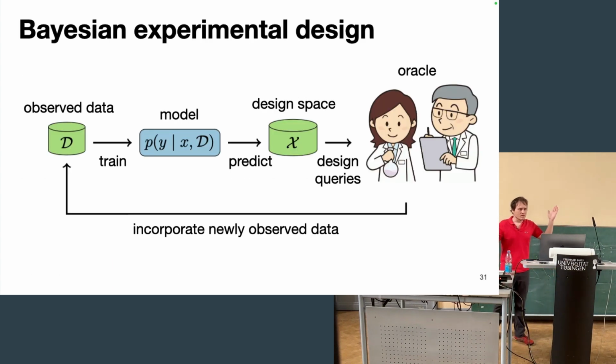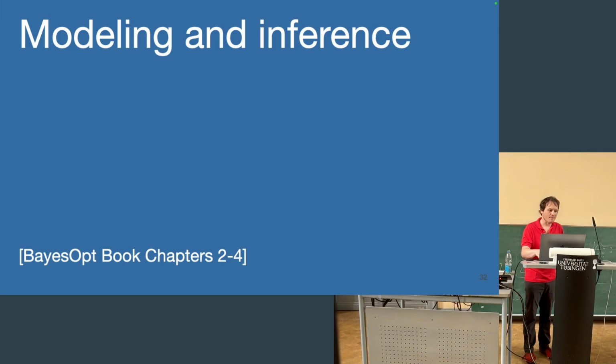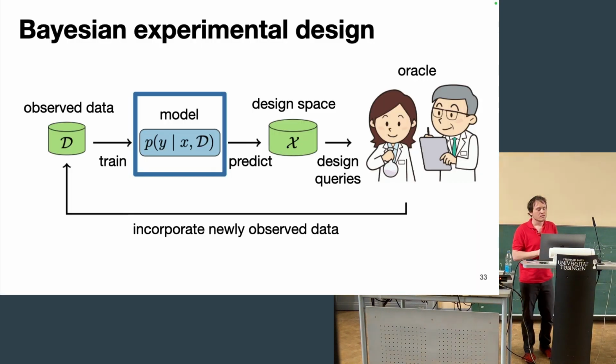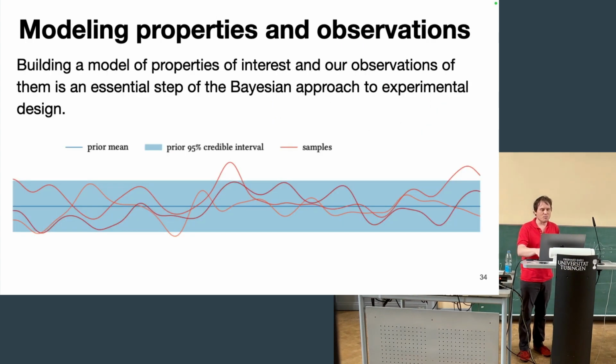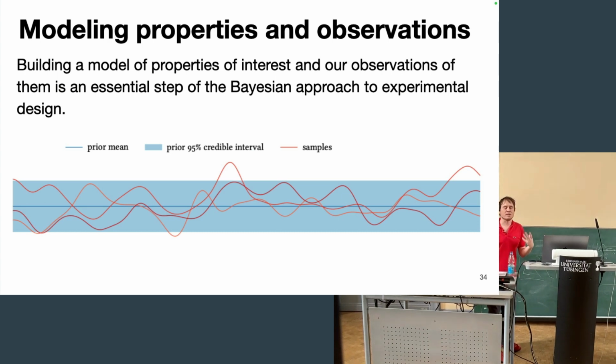OK, so we've got this loop. And I'm now going to dive into some of the components in more depth. The first one is this modeling step. Thankfully, we had an excellent introduction to Gaussian processes, so I don't need to go too deep there. But I mostly want to address the fact that sometimes we don't necessarily need to use a Gaussian process. This idea of modeling the properties of interest and maintaining a probabilistic belief is the key idea in all of Bayesian experimental design.